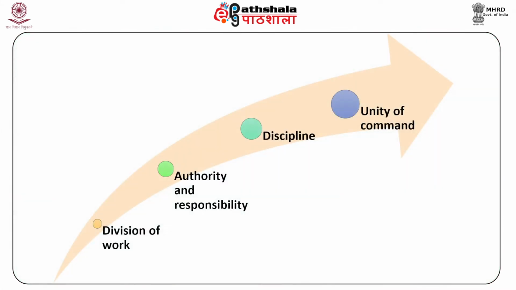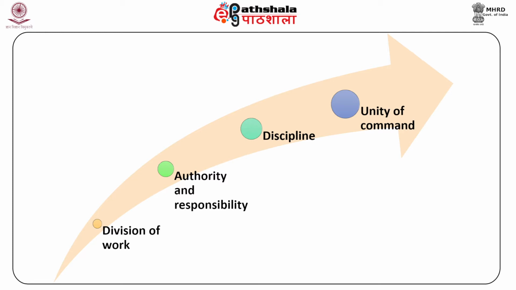Division of work. This principle focuses on specialization of work. Specialization of work leads to employee efficiency and more productivity. Next, authority and responsibility. It is very important that managers have the power to give order to their subordinates, and the subordinates have the obligation to fulfill the task given to them. Hence, authority is the power that managers exhibit, and responsibility is the obligation that employees shoulder.